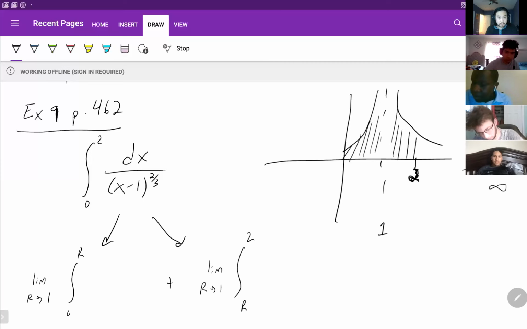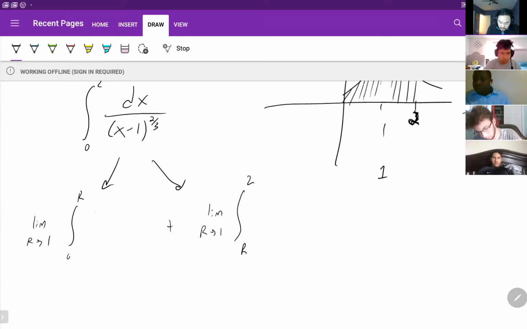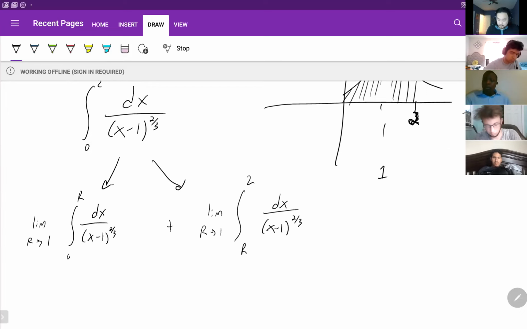So this is the trick. You've got to pay attention to what the graph looks like and where to make the break. If the question was from 1.5 to 2, we wouldn't need improper integrals. So you always have to pay attention to what the question is asking. From here you get dx over (x minus 1) to the 2/3 for each piece, and you just calculate.